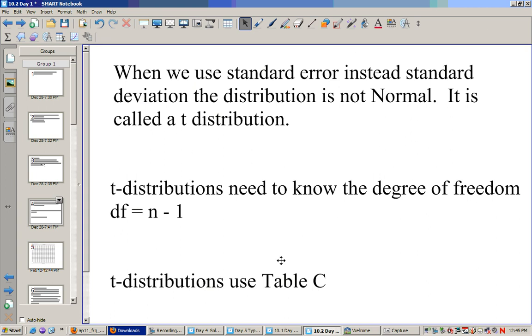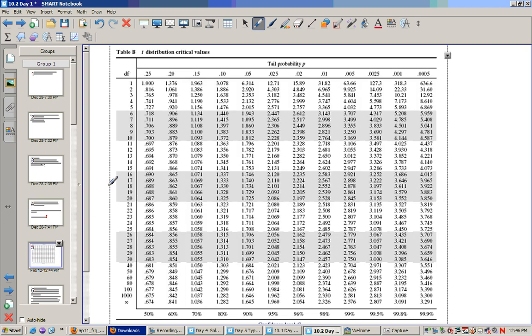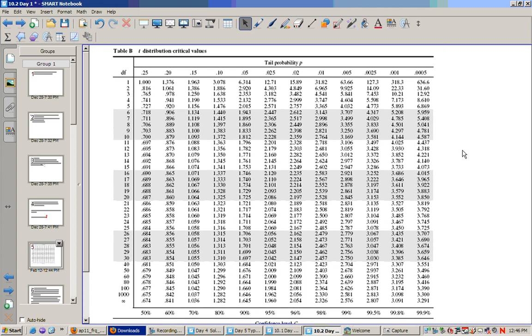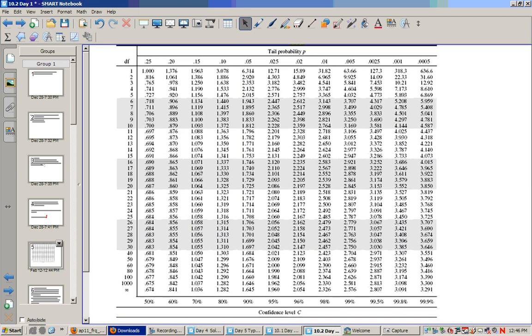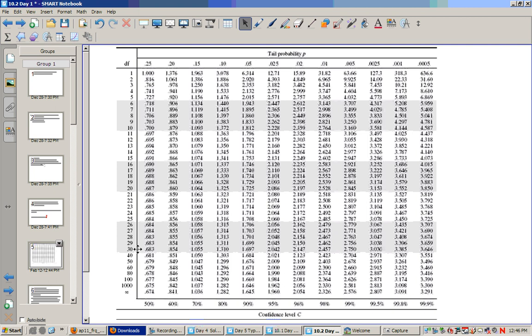And we use a table which, for AP stats, our book uses table C, but the packet I handed out, it's table B. And the one in the packet is the one that you'll actually use on the AP test, so that's the one we should get familiar with. Now this is the table that we use. Notice how on the bottom it says confidence level, so it has a bunch of different confidence levels on the bottom. And then it has degree of freedom on the left-hand side. So you find your degree of freedom, which is n-1, and then you move over to the confidence level that you choose.